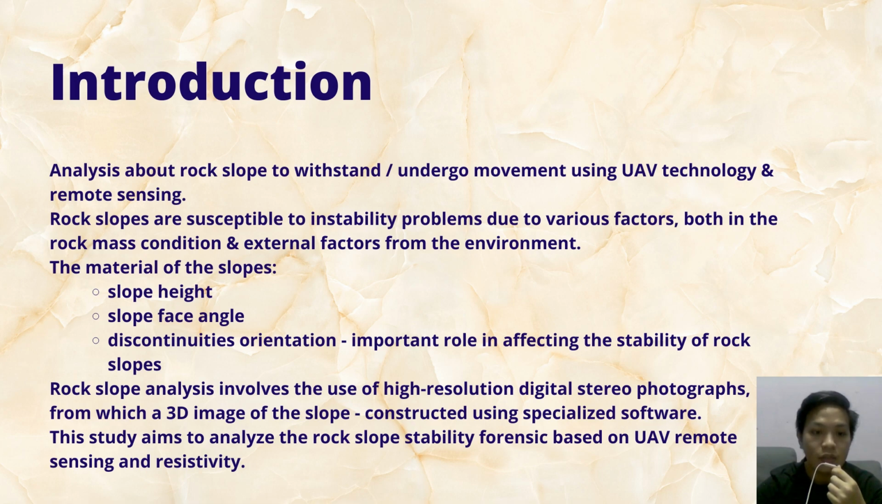Road slope analysis involves the use of high-resolution digital stereophotographs from which a 3D image of the slope is constructed using specialized software. This study aimed to analyze road slope stability forensics based on UAV remote sensing and resistivity.